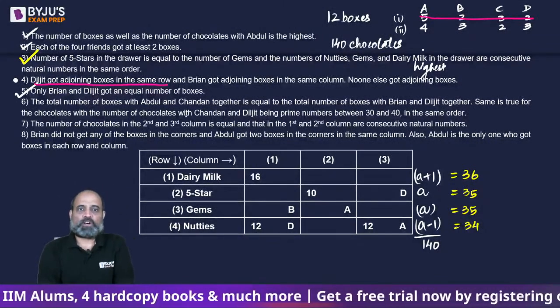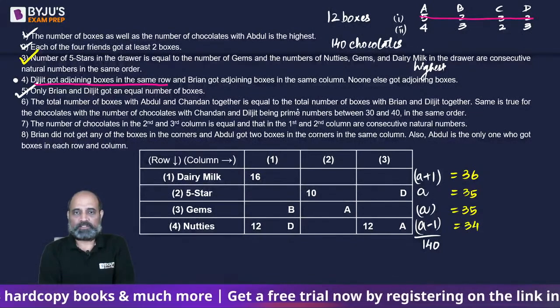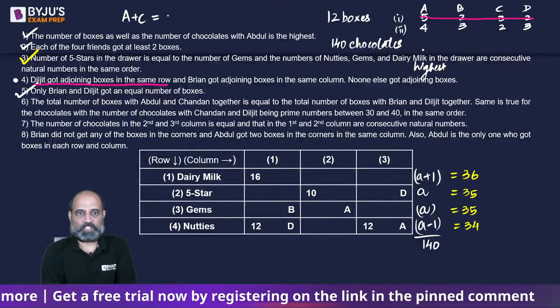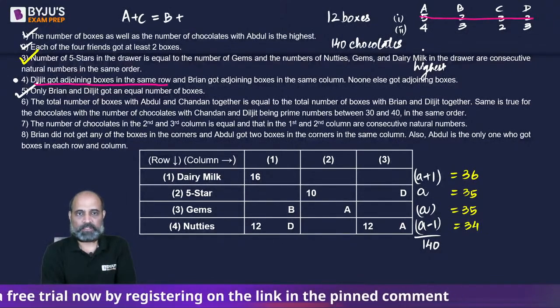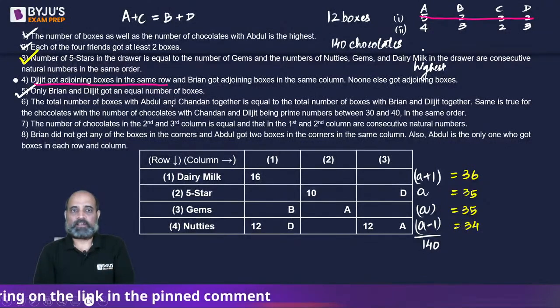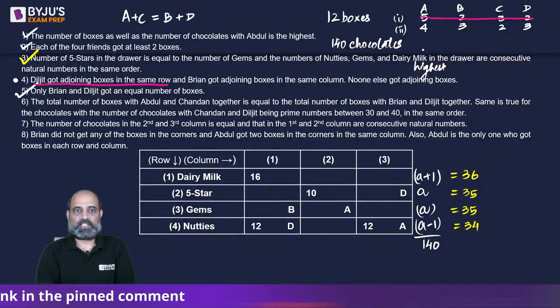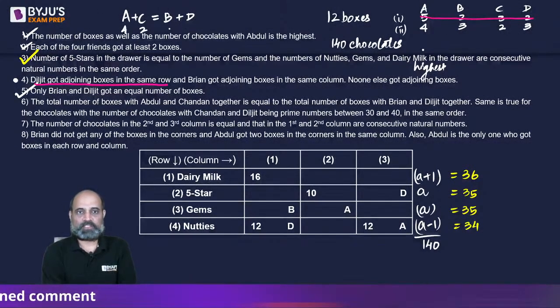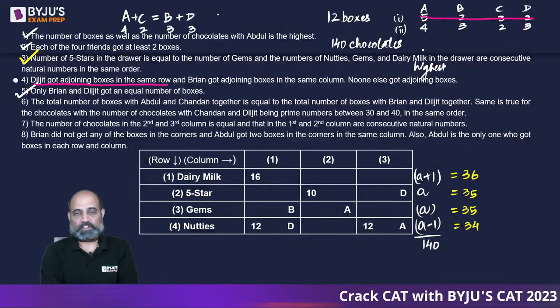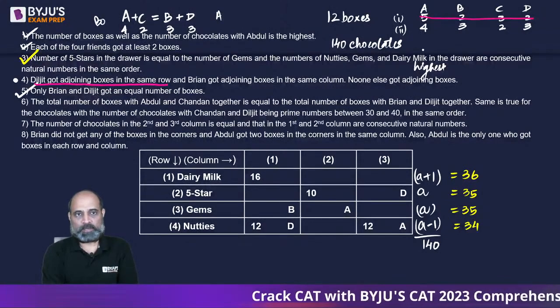The total number of boxes with Abdul and Chandan together is equal to the number of boxes with Brian and Diljit together. Okay. So this tells us that Abdul and Chandan will have 4 and 2 boxes and they will have 3 and 3. We already know this, right? Okay. The same is true for the chocolates. If I talk about chocolates, this was about boxes.